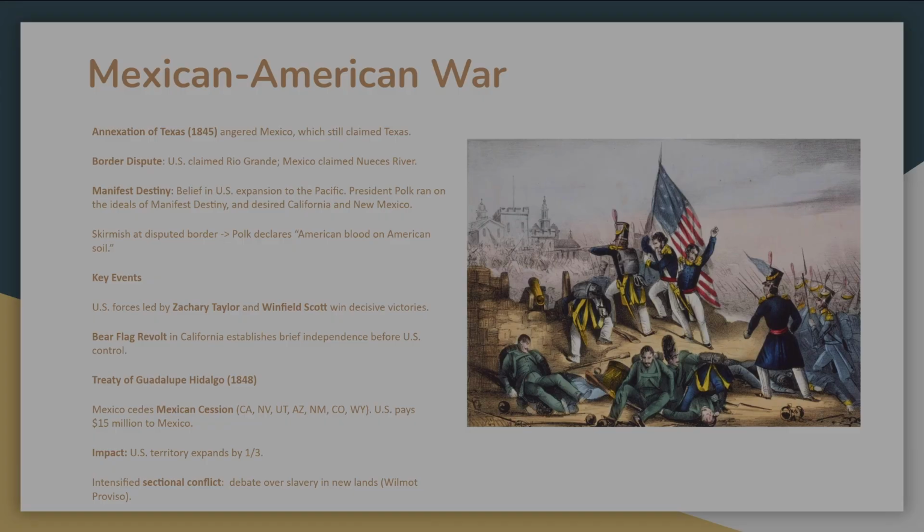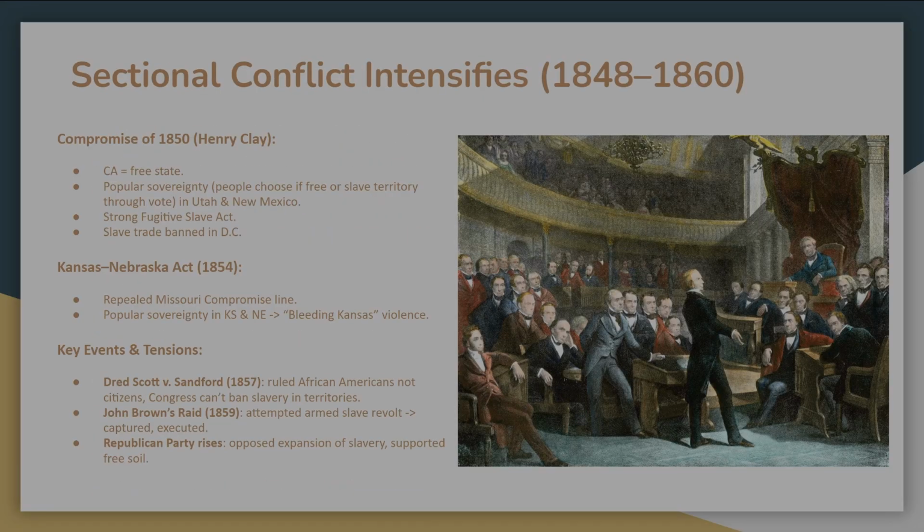You have U.S. forces led by Zachary Taylor, and they had a lot of decisive victories. There was the Bear Flag Revolt in California, which established brief independence before U.S. control. You have the Treaty of Guadalupe Hidalgo, where Mexico ceded the Mexican Cession, which is all these states, and the U.S. pays $15 million. So the impact: U.S. territory grows by about a third, and this intensifies sectional conflict, the debate over slavery in new lands, and the Wilmot Proviso arose, which I talked about earlier.